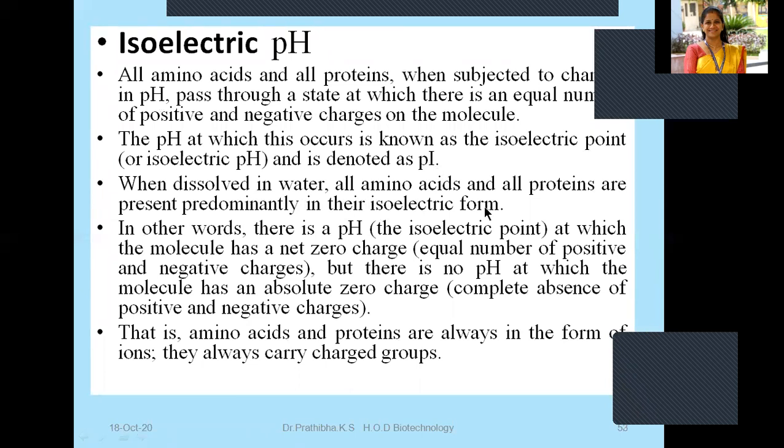When dissolved in water, all amino acids and all proteins are present predominantly in their isoelectric form. In other words, there is a pH, the isoelectric point, at which the molecule has a net zero charge. That is, an equal number of positive and negative charges can be seen. But there is no pH at which the molecule has an absolute zero charge, that is, complete absence of positive and negative charges. That is, amino acids and proteins are always in the form of ions. They always carry charged groups.